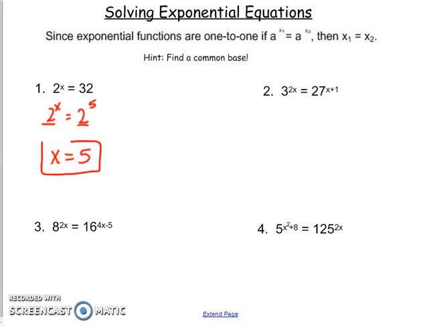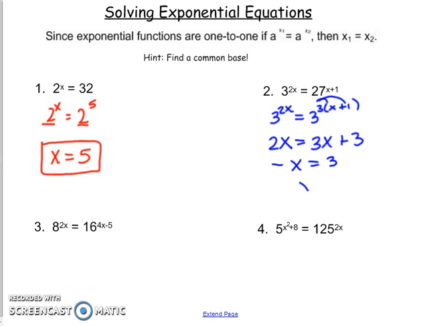So x equals 5. Okay, on number 2, we have 3 to the 2x, and then we're going to rewrite 27 as 3 cubed. And then we have that x plus 1 that's still in the exponent. So now that both bases are 3's, we have 2x equals, and we're going to distribute the 3 to the x and the 1. So 3x plus 3. And then we're just going to solve this for x. So we get, if I move the 3x over, negative x equals 3. So x equals negative 3.